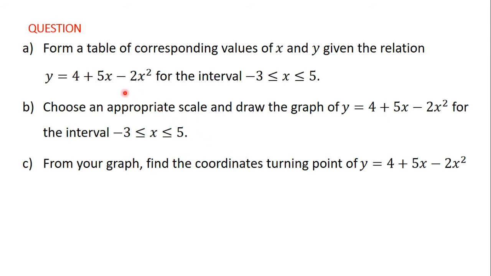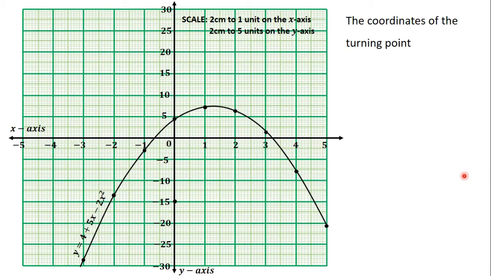We have already learned how to draw the graph of this relation, so we will go ahead with the last part of the question, that is finding the coordinates of the turning point of y is equal to 4 plus 5x minus 2x squared. This is the graph of the relation y is equal to 4 plus 5x minus 2x squared. We are going to use this graph to find the coordinates of the turning point. To do that, you have to locate the turning point. So you can see that the graph starts from here and it keeps moving upwards until it gets to this point where it changes direction and starts moving downwards.